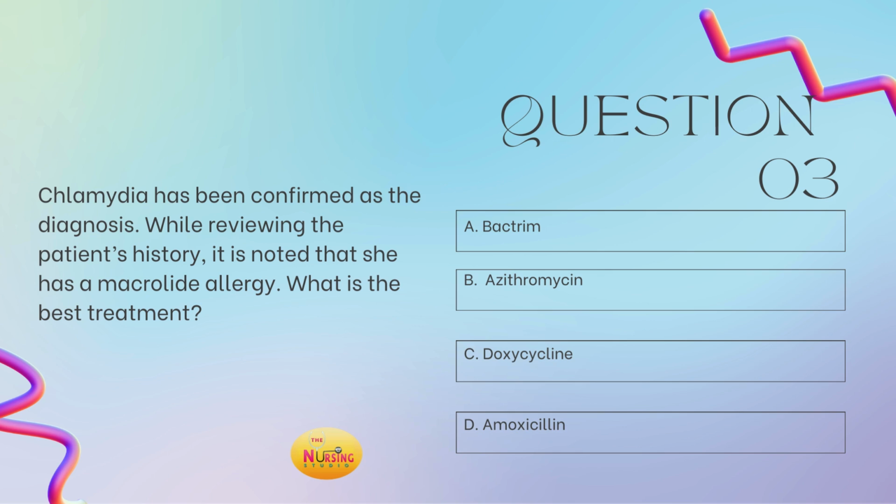Chlamydia, think how you treat. Then also notice that there is a macrolide allergy. So first line therapy for chlamydia is doxycycline and azithromycin, right? But azithromycin is a macrolide, ends in mycin, macrolide, right? So you can eliminate that. So the best answer choice here is C, doxycycline.